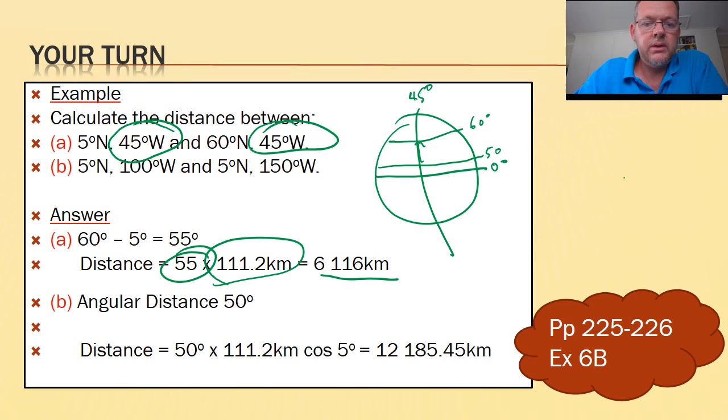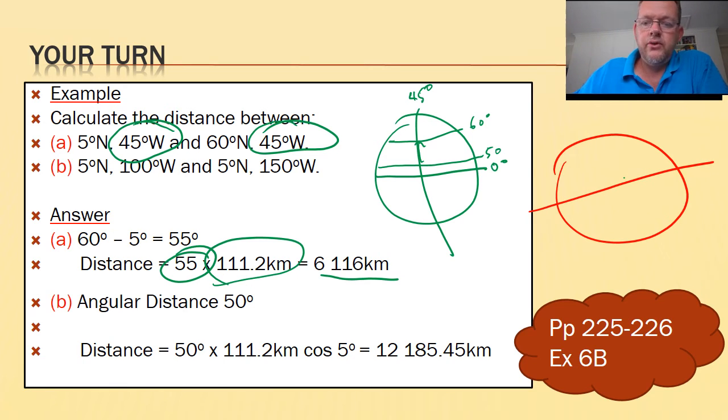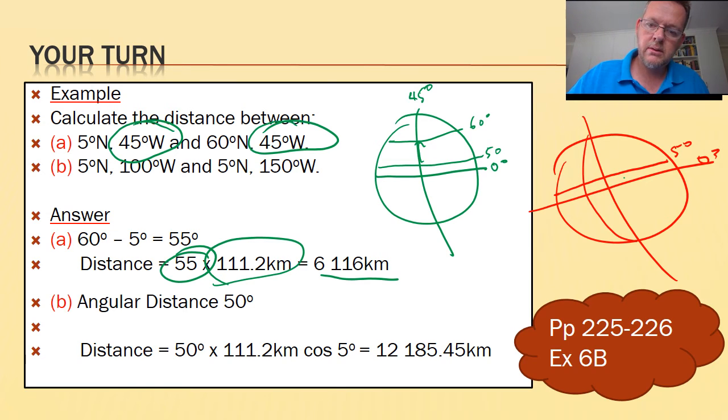5 degrees north, 100 degrees west, and 5 degrees north and 150 degrees west. So thinking about this, here's the equator, and we are traveling a little bit above the equator on the 5 degrees north. And what are we doing? We're going from 100 degrees west. So west will be this side. So let's try and draw this in. 100 degrees west. And we're going to be going to 150 degrees west. So we're traveling further this direction.